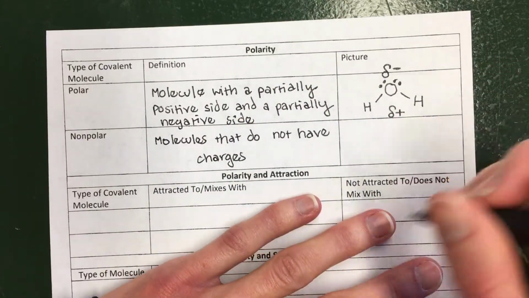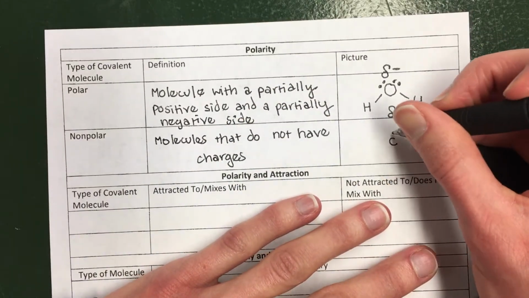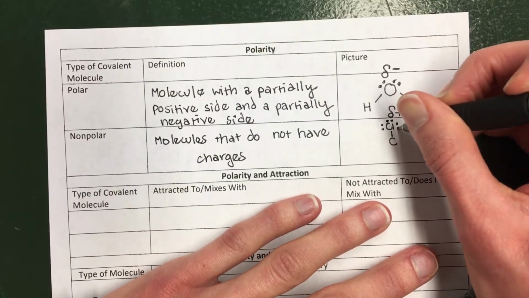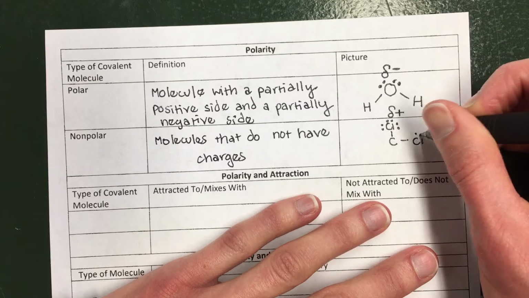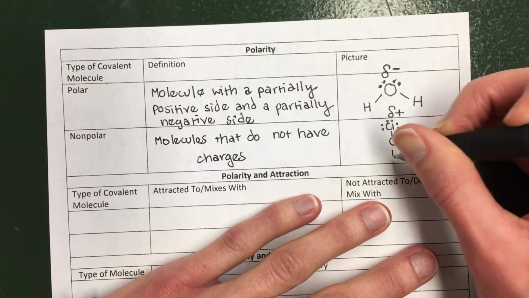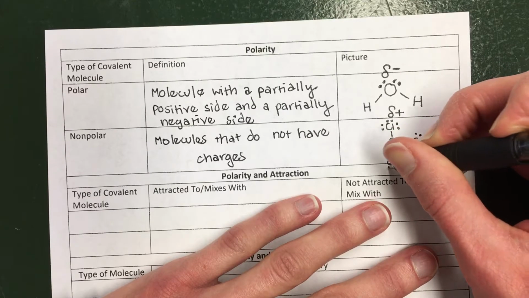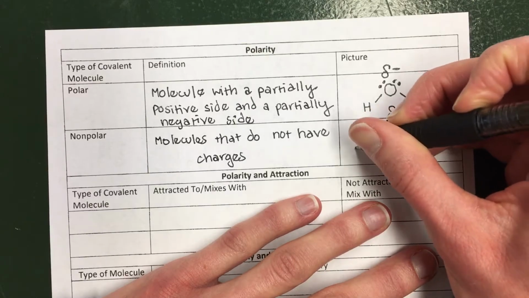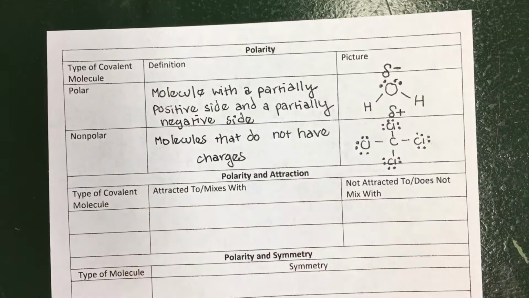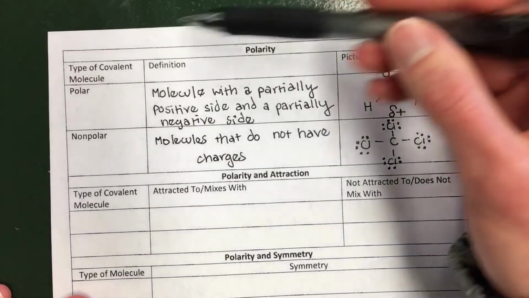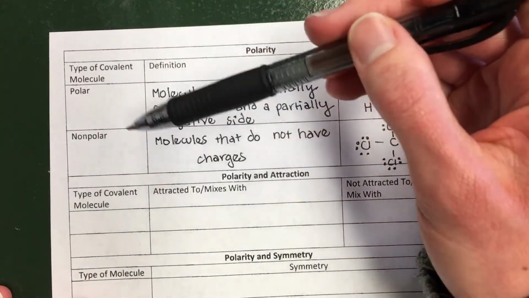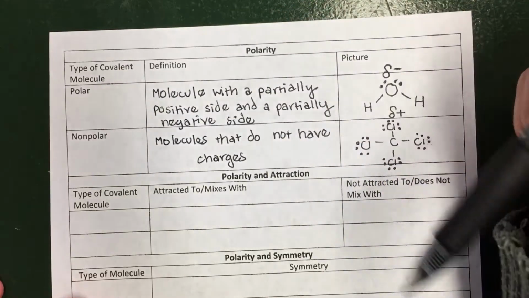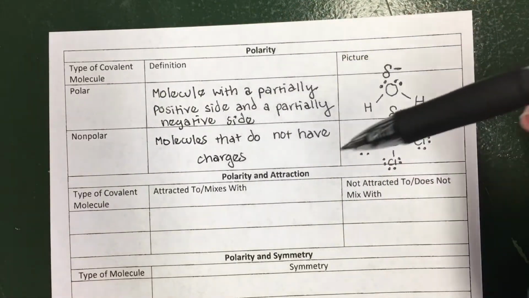A simple example of a nonpolar molecule is carbon tetrachloride. That's carbon with 4 chlorines around it. And I'm not going to draw any charges on it because it's nonpolar, so there are no charges on it. And just so you know, this applies only to covalent molecules. Covalent molecules can be either polar or nonpolar. They're one or the other. This doesn't apply to ionic or metallic compounds.